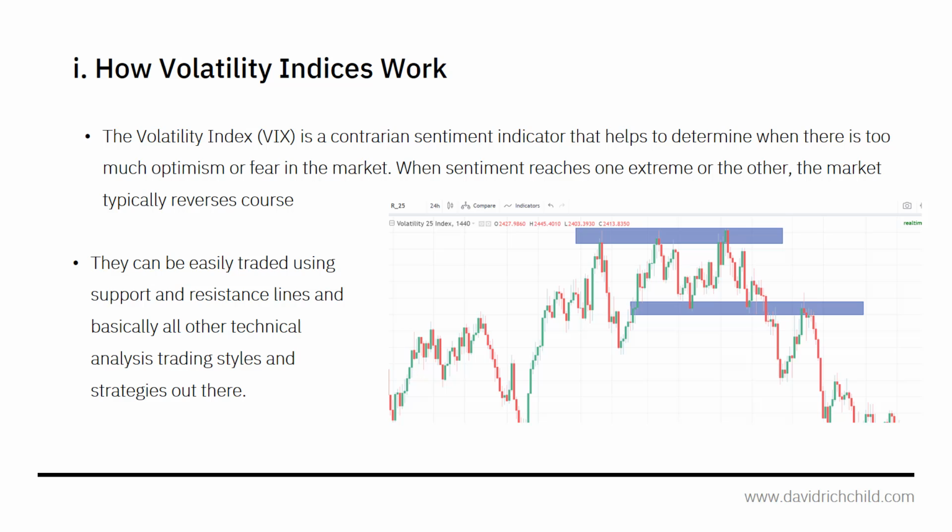Volatility indices, VIX, are a constant sentiment indicator that helps to determine when there is too much optimism or fear in the market. What drives the volatility indices is the sentiment between the people who are optimistic and the people who are pessimistic when it comes to that instrument.